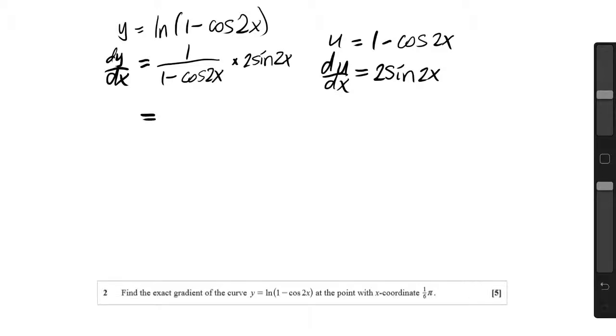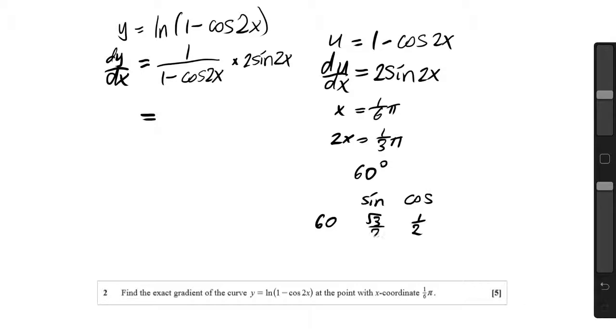And now we must use again a special angle to do our bidding. We know that the x coordinate is 1/6 of pi, and we know that 2x is 1/3 of pi, and in terms of normal degree angle, that would give me 60 degrees. For 60 degrees in terms of special angle, sine is √3 on 2 and cosine is a half. For special angles, if you haven't checked it out yet, do have a look at the special angle video that I have, and that basically tells you how to remember all the special angles with a rather easy to remember method.